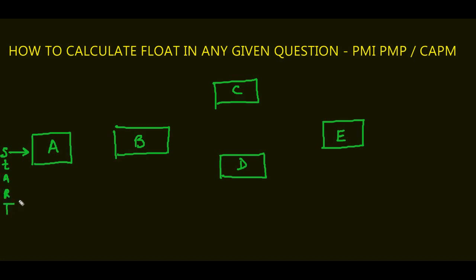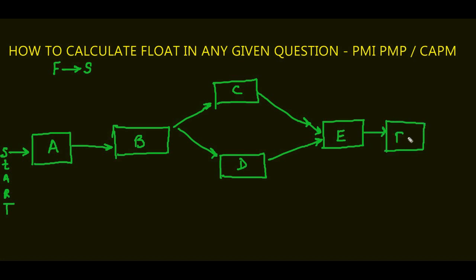Start. Always remember, in float questions we have 9 out of 10 times finish start relationship. What is finish start relationship? One activity finishes, another activity will start. Let me just put the arrows here. Actually, this has to be connected. Consider this is a printing error. F, and let's say end. Any problem? No problem.